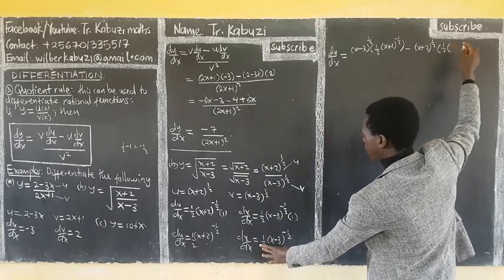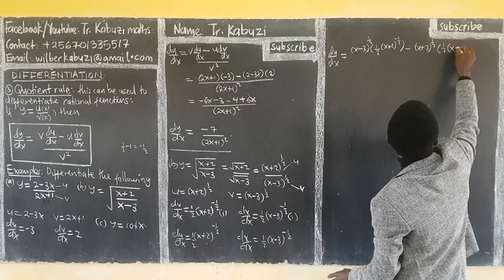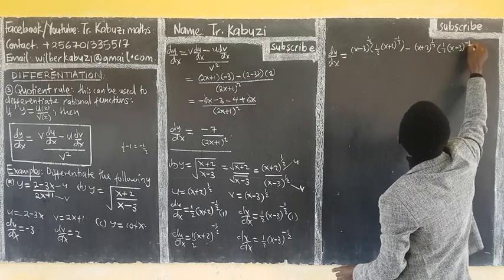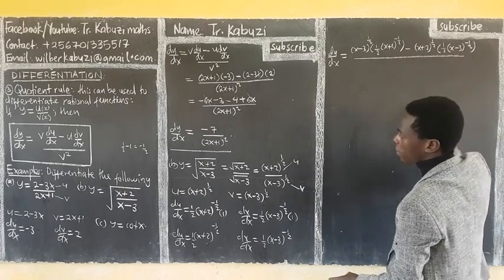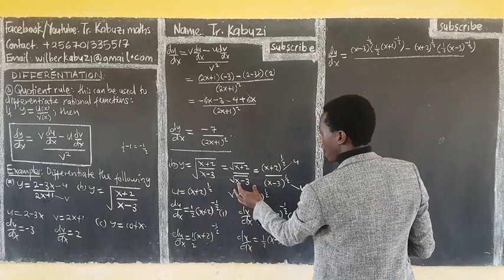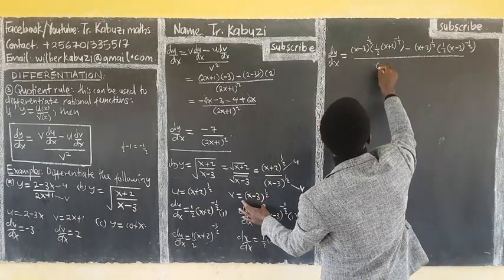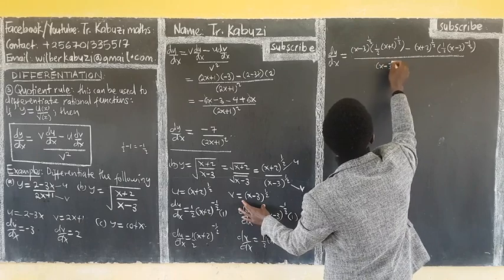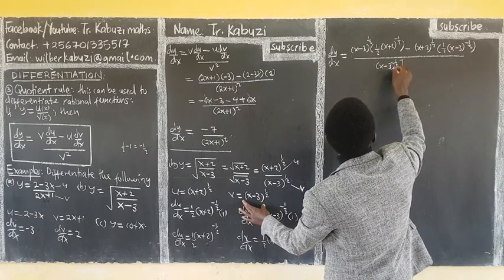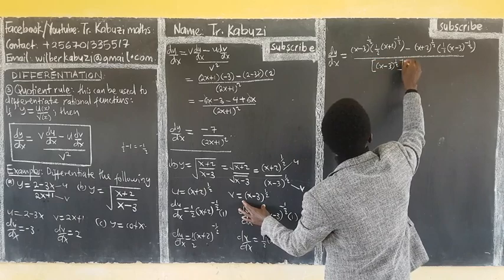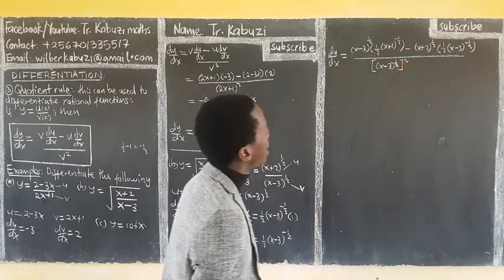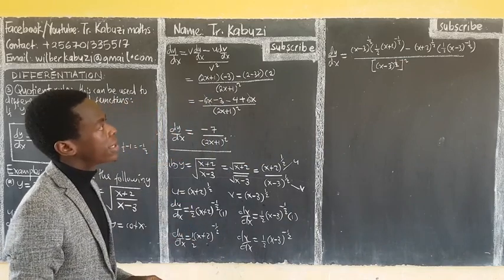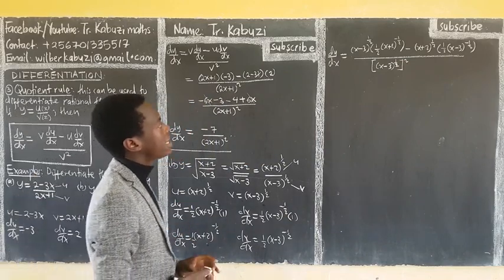a half into x minus 3 to the power negative a half, the whole, then dividing it with this square. Our v is here, which is x minus 3 to the power a half. But remember, we are squaring the whole of this. As simple as that. Now we are going to simplify this equation.